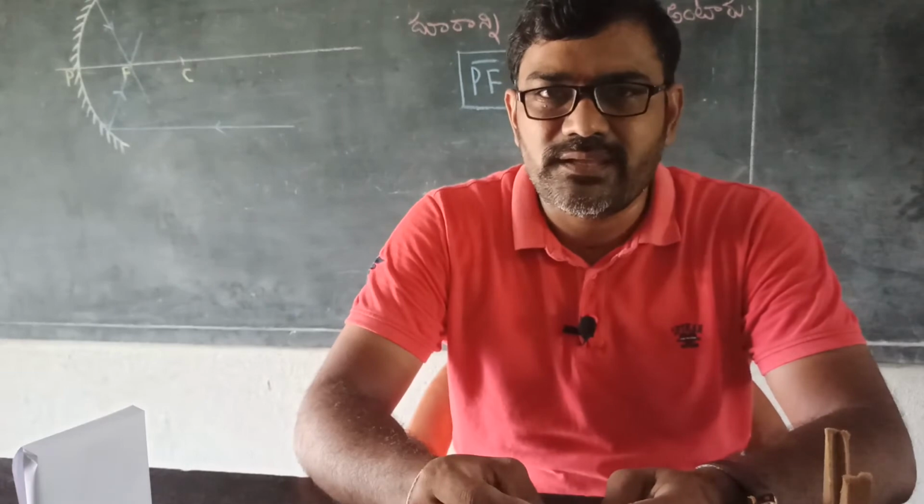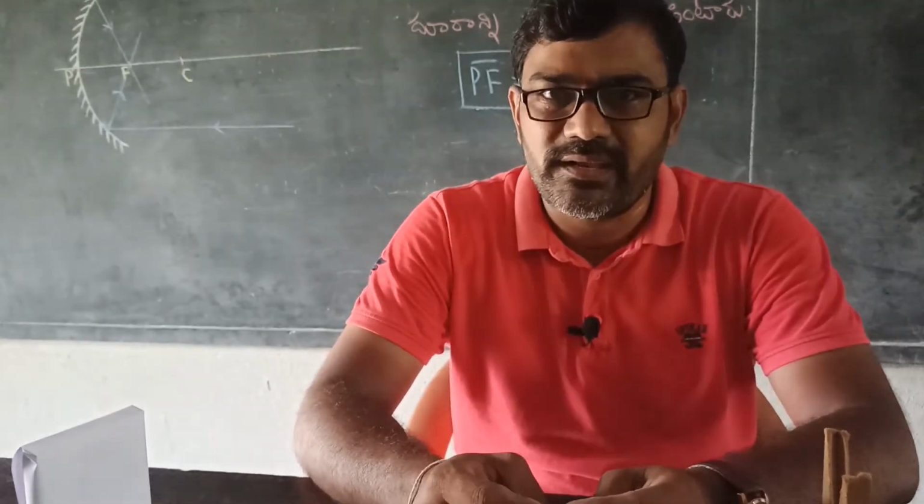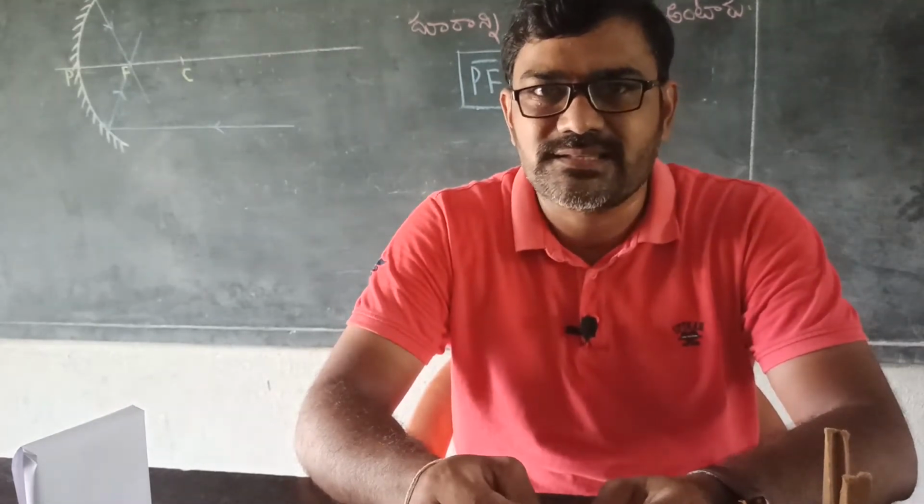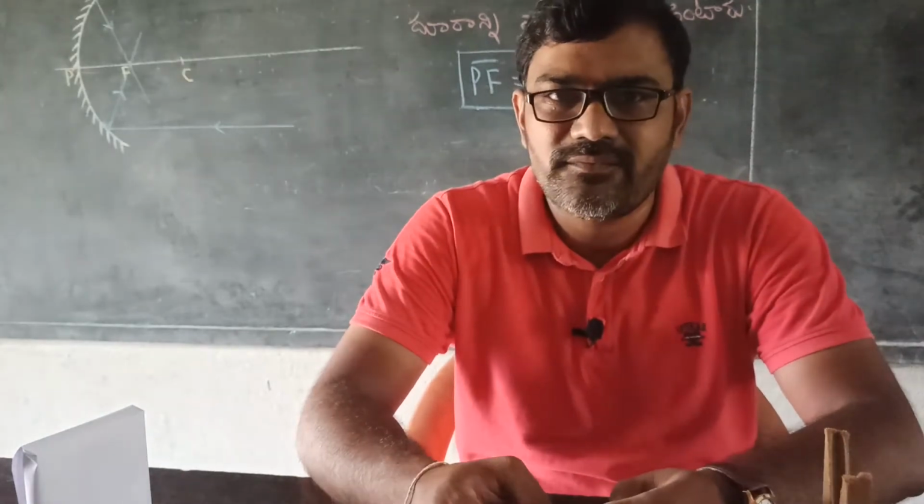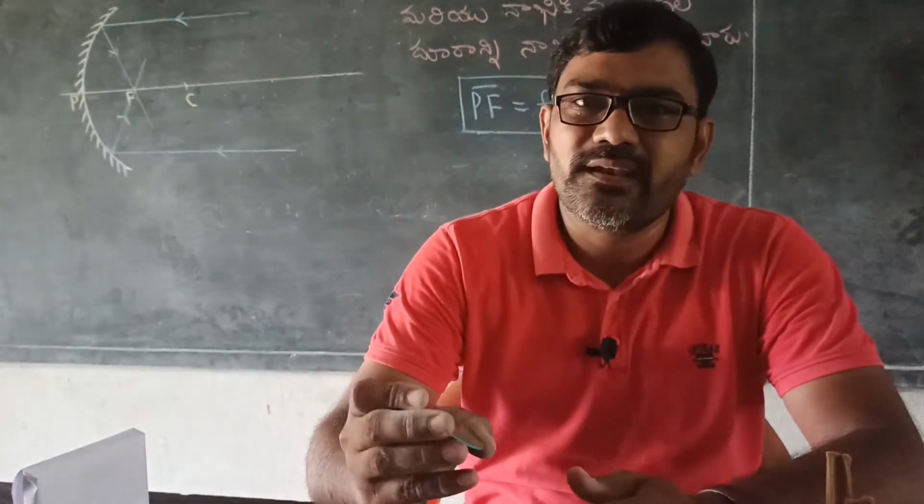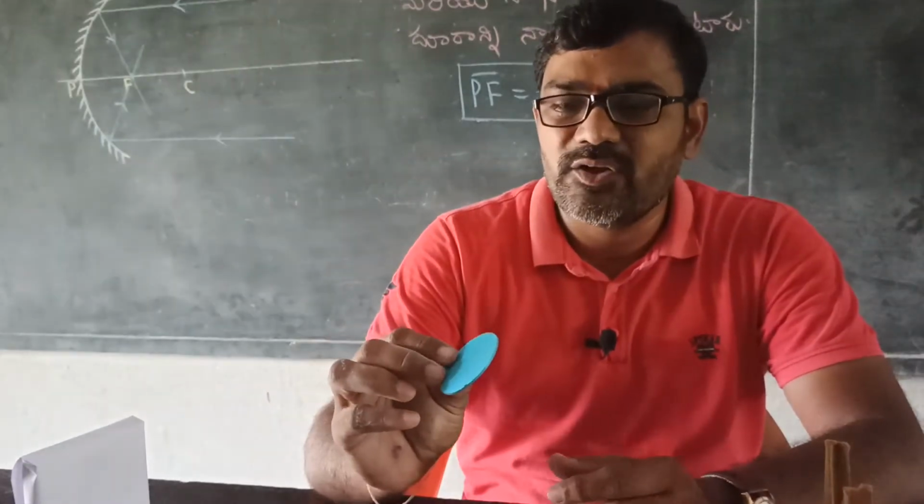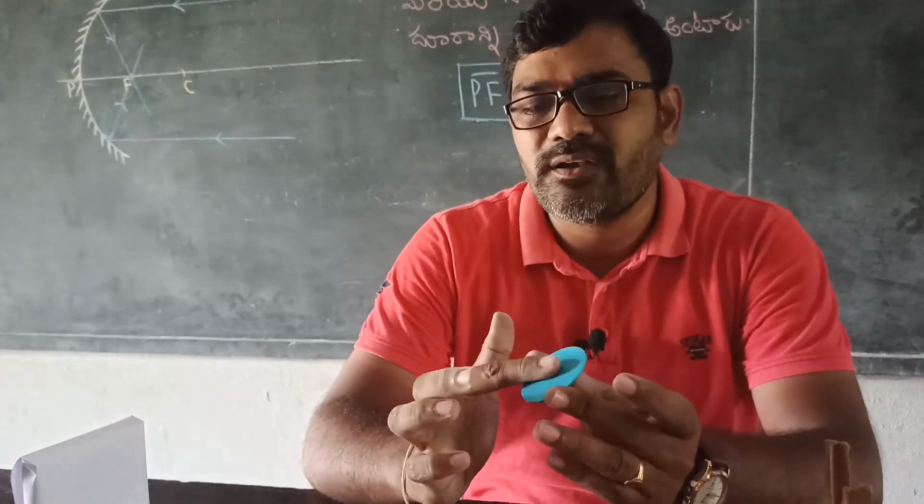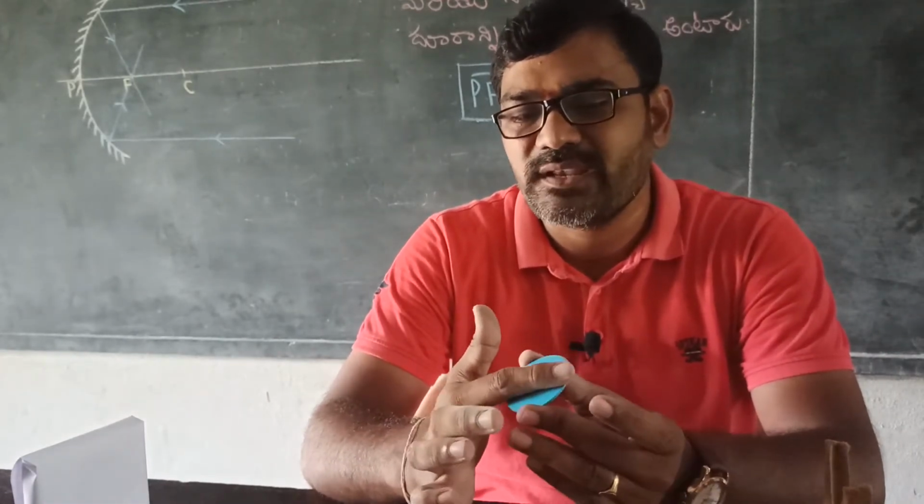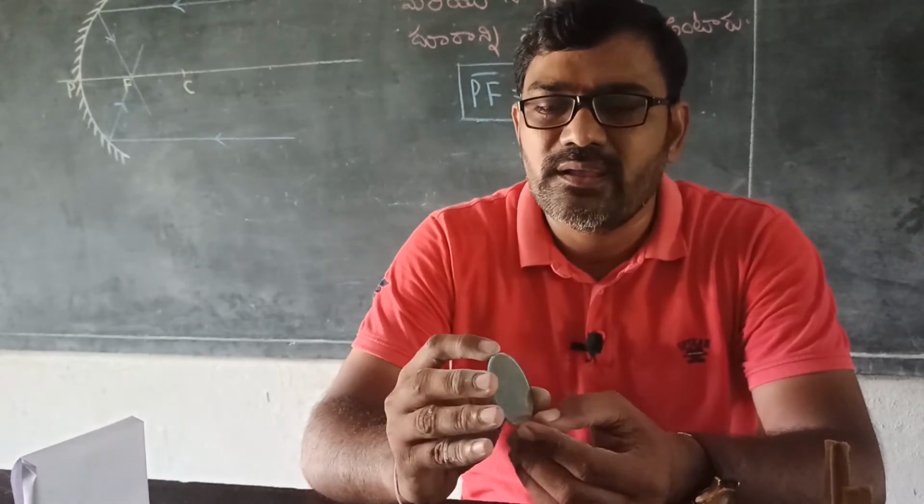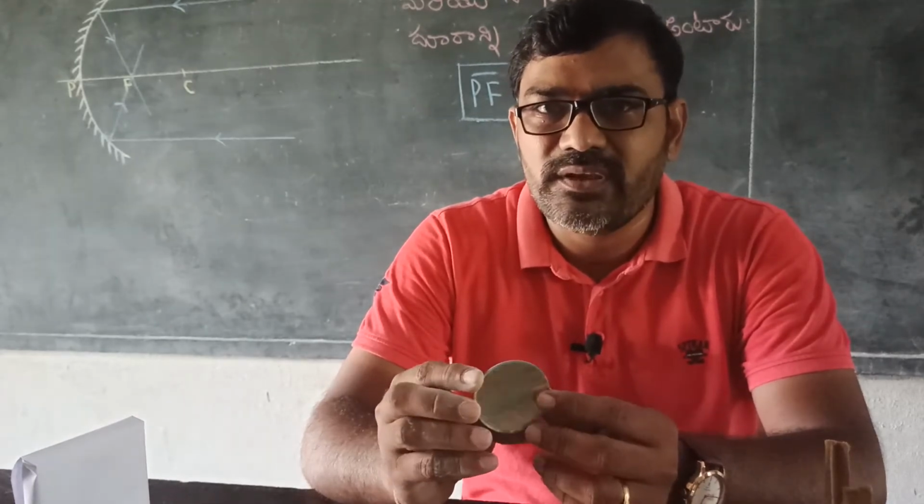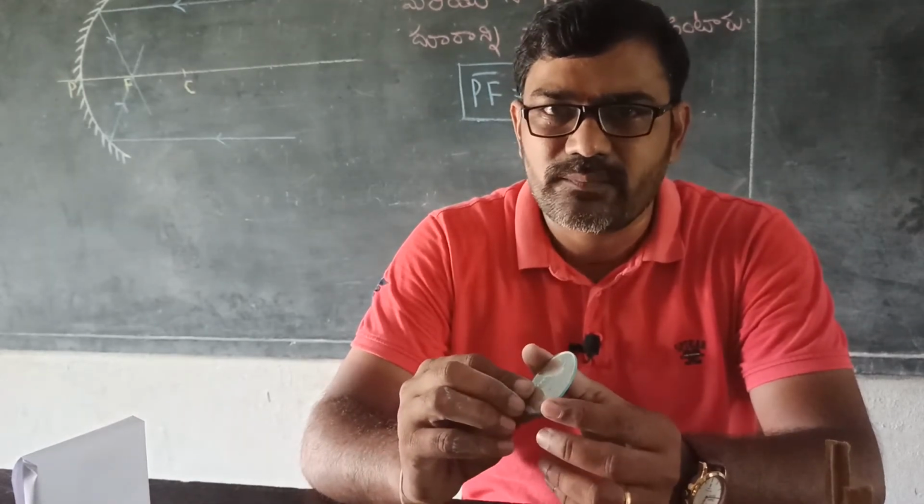For this activity, we need certain materials. Let us have a glance at the material required. Here we have a concave mirror. The convex side of this concave mirror is coated. For this concave mirror, we need to find the focal length.